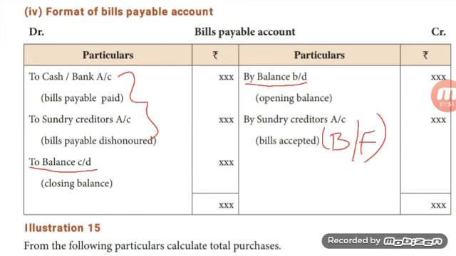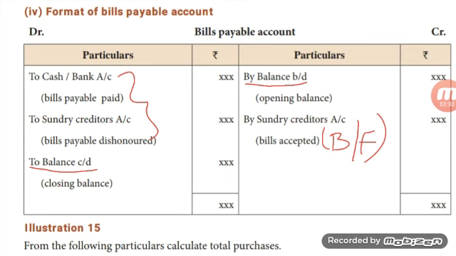Then to balance carried down. It is the closing balance of bills payable. Enter the opening balance of bills payable on the credit side and closing balance on the debit side as to balance carried down. Children, then find the unknown value by balancing bills payable account. Here, bills accepted during the year is the unknown value. It can be calculated by finding the difference between debit total and credit total.